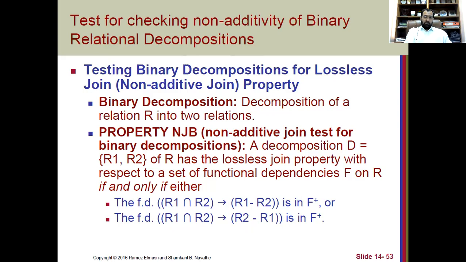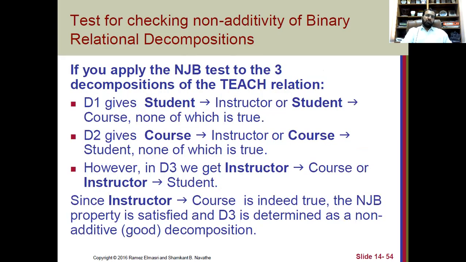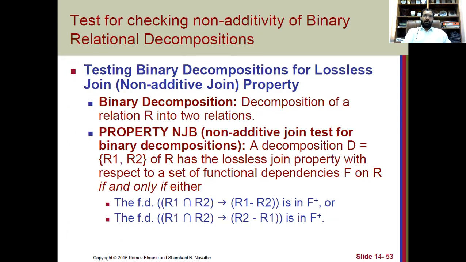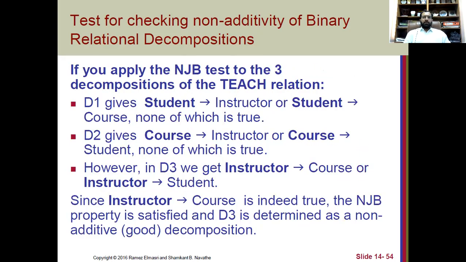So whether one of these functional dependencies will be true if we have that property. If you apply the non-additive join or lossless join property test to the three decompositions of the Teach relation as we have discussed earlier: D1 gives student implies instructor or student implies course, none of which is true. D2 gives course implies instructor or course implies student, none of which is true. You can check it out as well. You can test it out taking that relation into consideration.